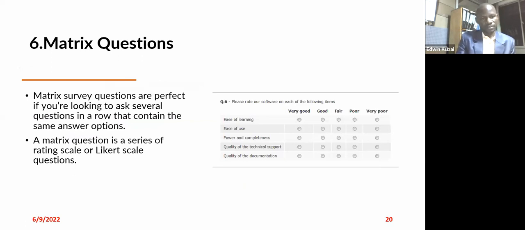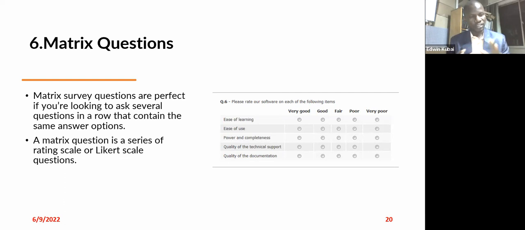Matrix questions. Matrix survey questions are perfect if you are looking to ask several questions in a row that contain the same answer options. And most of us have responded to these. So this forms what you call a matrix. A matrix question is a series of rating scale or Likert questions. So depending on your study, your research topic, your research problem, it is up to you as a researcher to find out how you want to frame your questions. Do I want to use Likert questions? Do I want to use matrix questions?